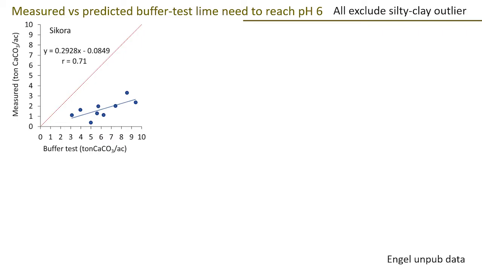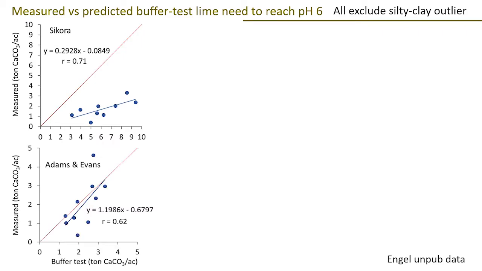First, I start with Socorro. On the x-axis, I've plotted the buffer test, tons of calcium carbonate per acre needed, versus the measured requirement in our incubation study. How much did we really need? And what we found was Socorro did not do very well. We'd want these points to fall along this 1-to-1 line, and they did not, which is interesting because my colleague Amber Moore at Oregon State just tested Socorro, and it worked quite well on Oregon soils, just not on Montana soils.